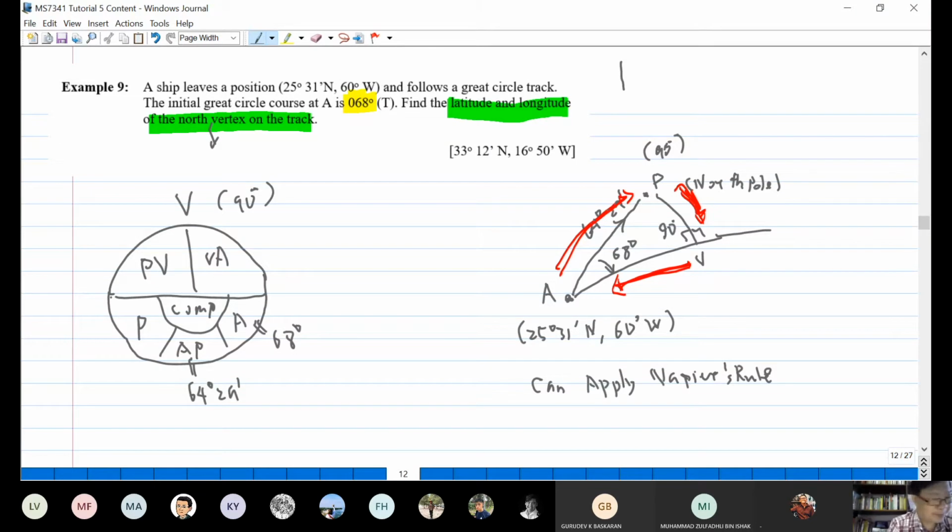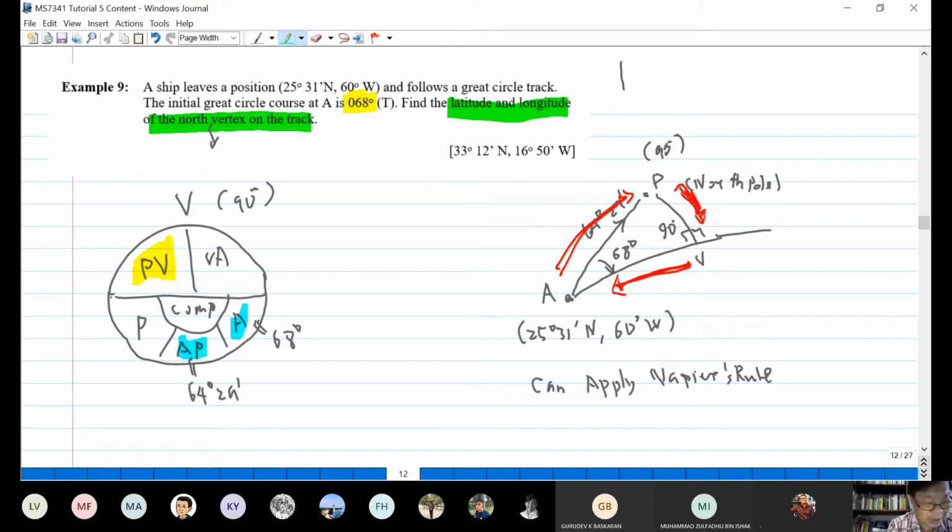Now you ask yourself, out of so many things you can find, which one should you find first? So now apply Napier's rule. Napier's rule is a very simple rule. The first thing to find is PV, because you can use the opposite of PV to find it. So this is the simplest, the first reaction.